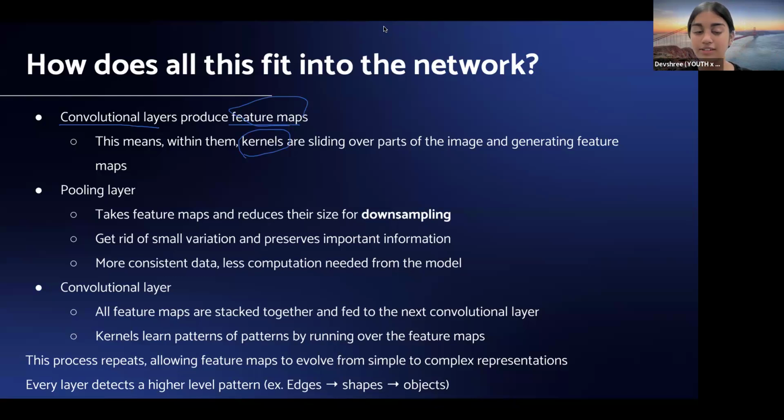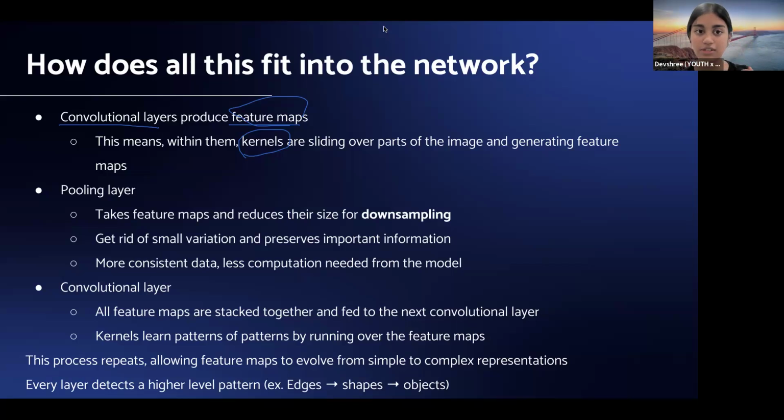After a convolutional layer has executed, we get feature maps at the end, right? Well, typically in CNNs, we then introduce our pooling layer. What a pooling layer does is it takes the feature maps, basically the output of the convolutional layers, and compresses them and reduces their size, for something called downsampling. This gets rid of those small little variations in data and preserves only the most important information in our feature maps.